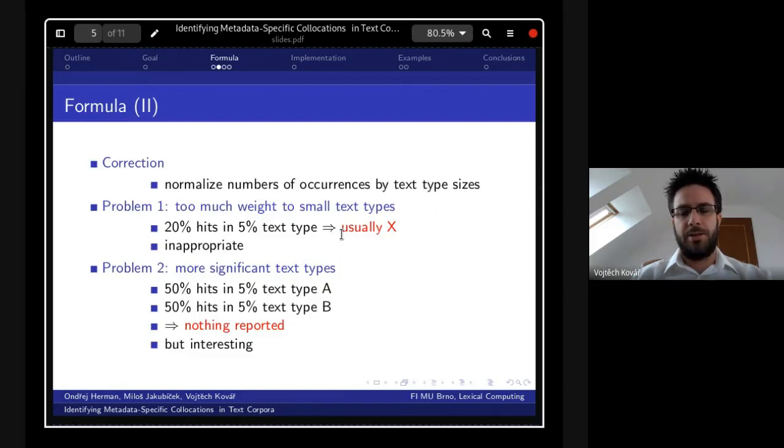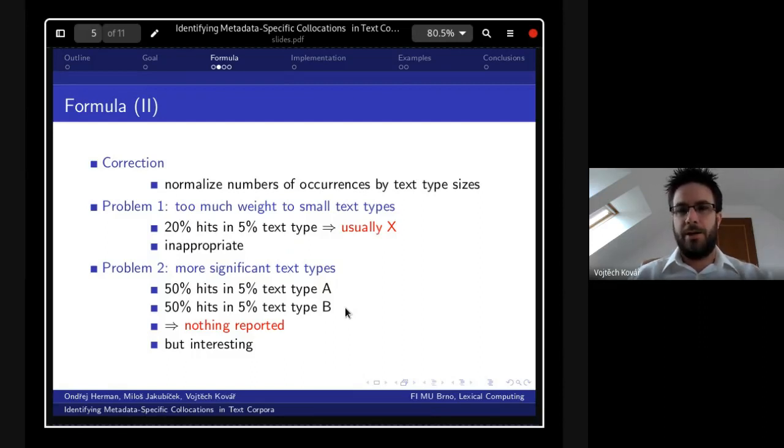Another problem is that the collocation may be significant for more than one text type, but it is still not a general collocation. It is specific only for two or three text types. Like in this scenario, half of the hits is in one small text type, another half of the hits is in another small text type. We would report nothing because the relative frequencies wouldn't exceed this arbitrary 70%, and that is not okay. We would like to report it because the situation is interesting, and we'd like to fix this as well.